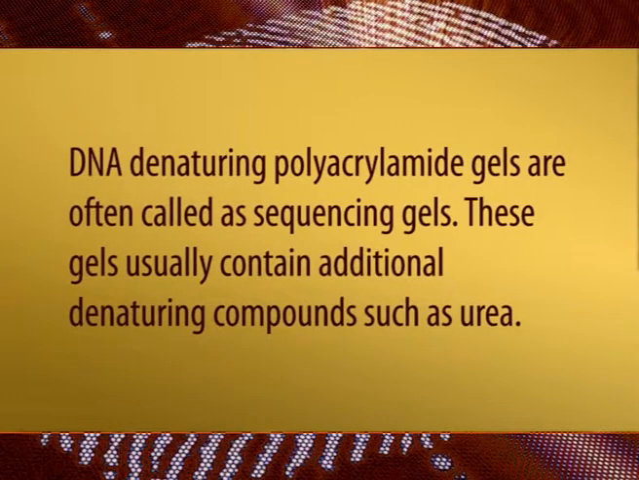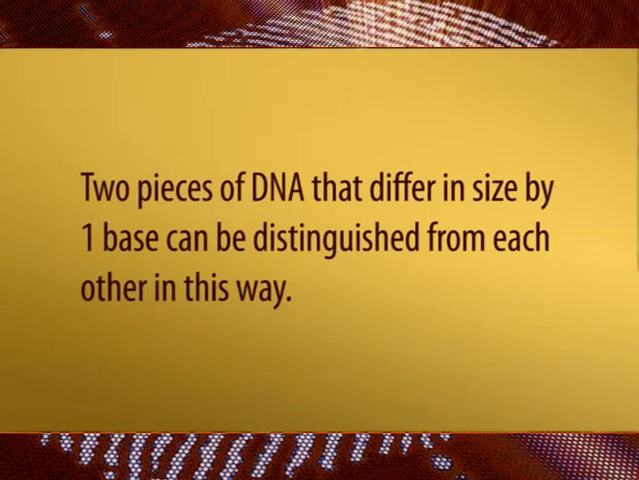DNA denaturing polyacrylamide gels are often called sequencing gels. These gels usually contain additional denaturing compounds such as urea. Two pieces of DNA that differ in size by one base can be distinguished from each other in this way.